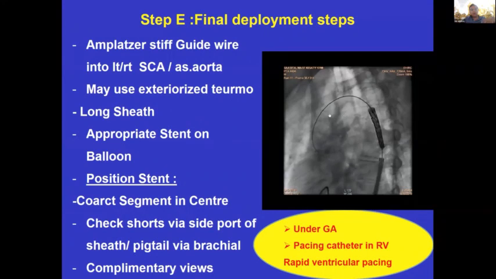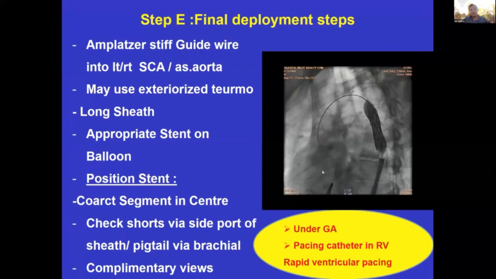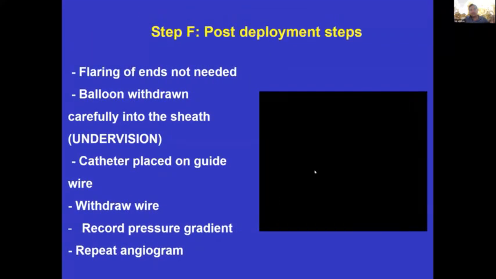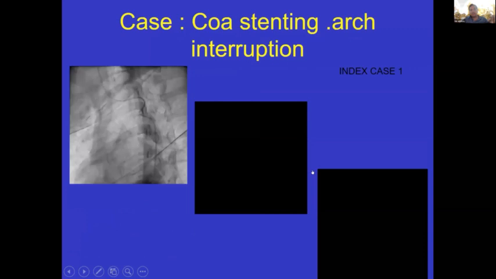Cross it with an appropriately sized access wire. One may use the exteriorized thermo wire to make a loop. Deploy the appropriate stent under general anesthesia and expand the stent to the appropriate size. What is generally not needed is to flare the ends of the stent. Carefully withdraw the balloon under vision, so that the stent does not get stuck to the sheath.